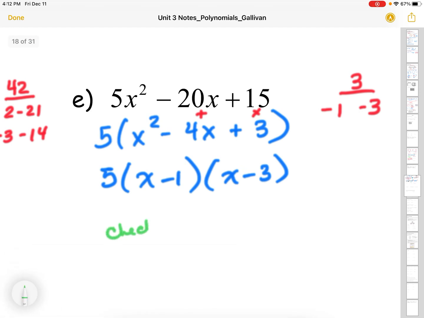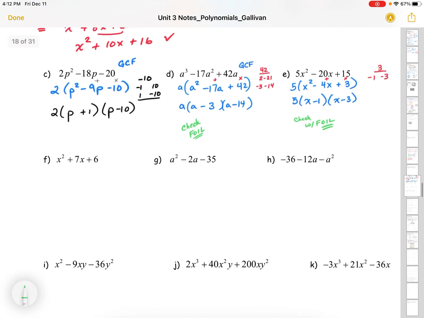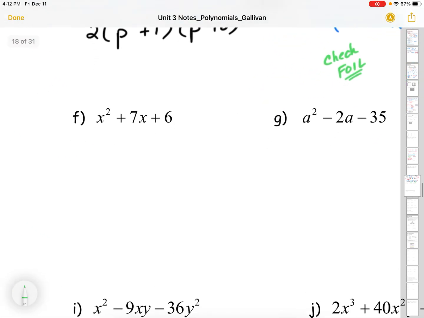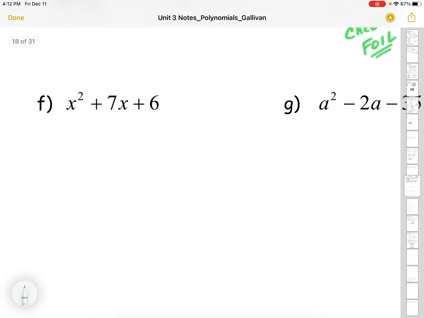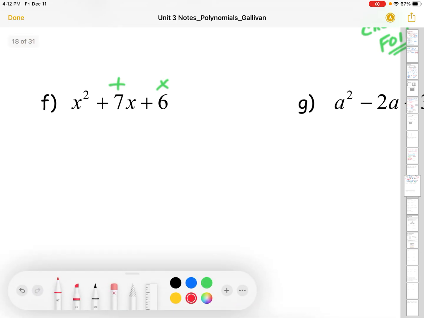And how would we check these? You could check with FOIL. Okay, so if you wanted to do that, just to make sure I'm right, go right ahead. Okay, let's do some more, because this is how we learn them. Oh, all plus signs. Those make it so much easier, and there's no common factor. So I want two numbers that multiply to give me 6 and add up to 7.